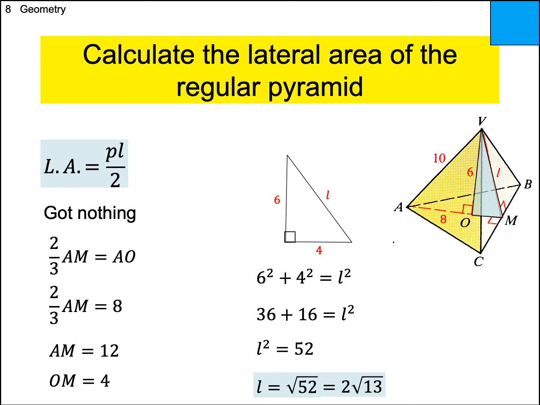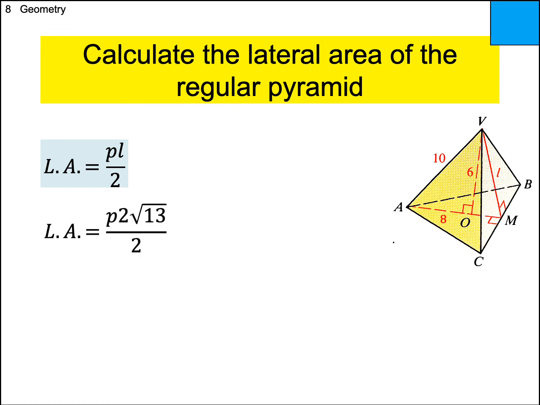So I did all that calculation, and I found out that the slant height was 2 root 13. So I'm going to erase what I just did and plug in that L is now 2 root 13. Hey, notice 2 divided by 2 cancels. So really this is just the perimeter times root 13. So now I need to find the perimeter. How are we going to find the perimeter?